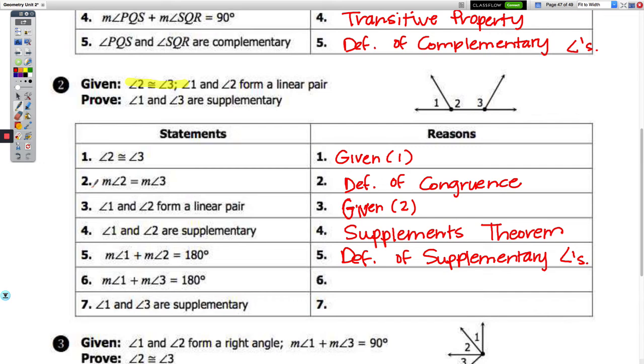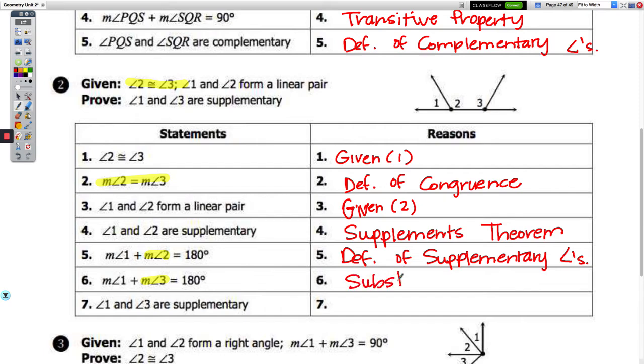Now, if the measure of angle 2 equals the measure of angle 3, and we know that the measure of angle 1 plus the measure of angle 2 equals 180, can we say that the measure of angle 1 plus the measure of angle 3 also equals 180? Yes. So what tells us we can do this?